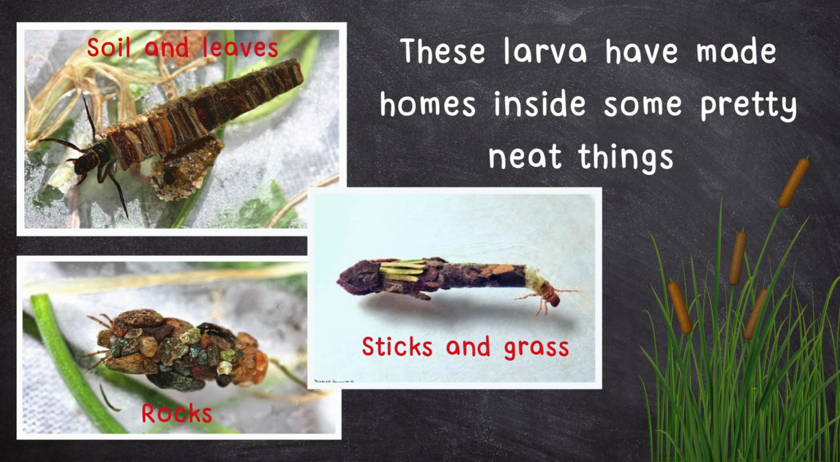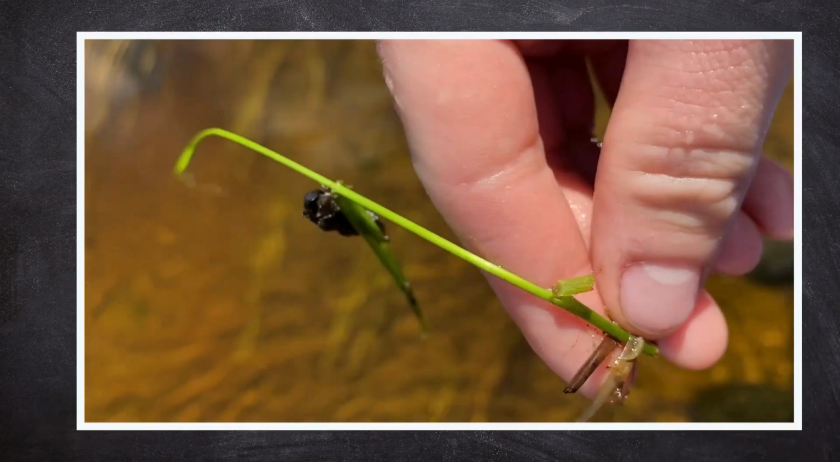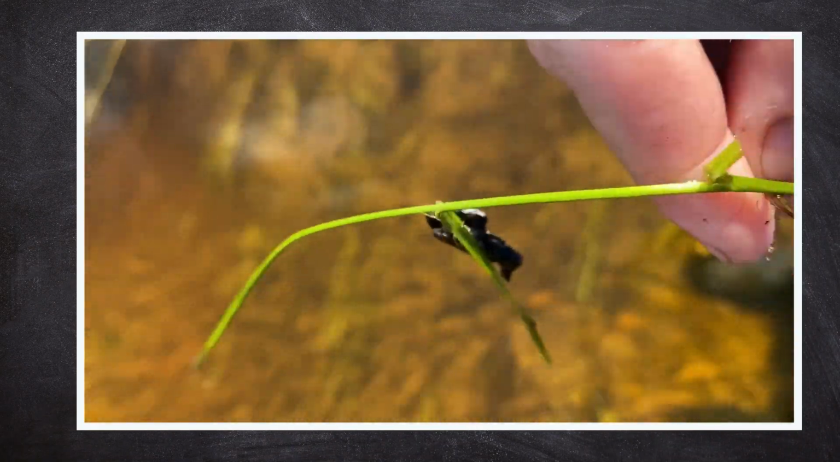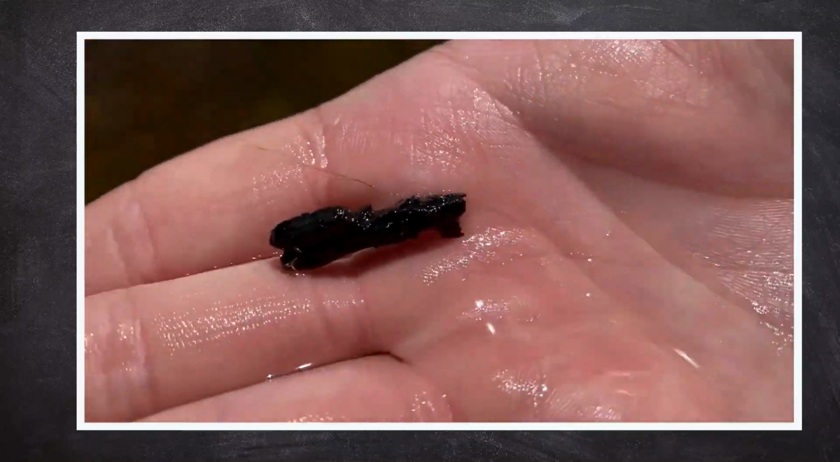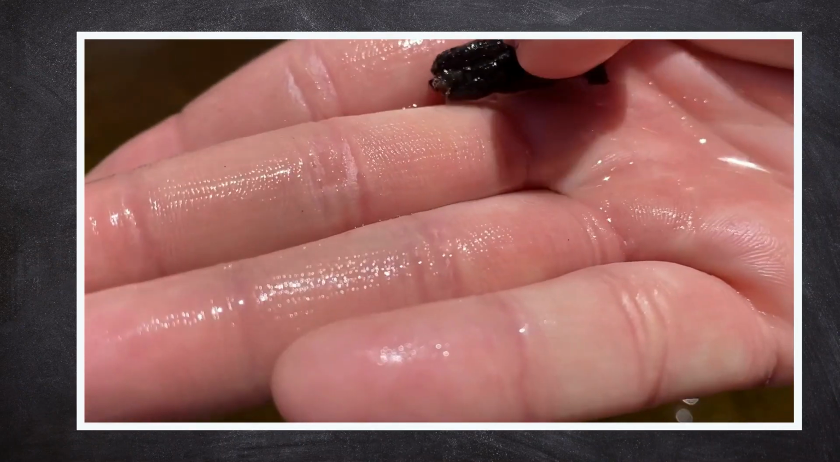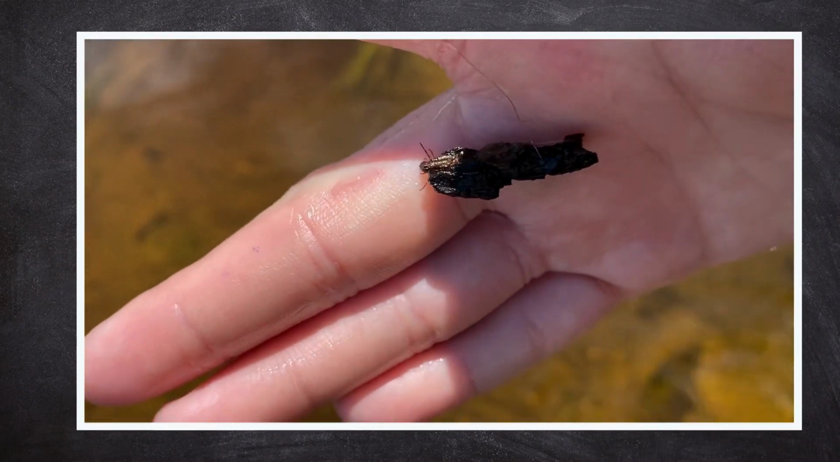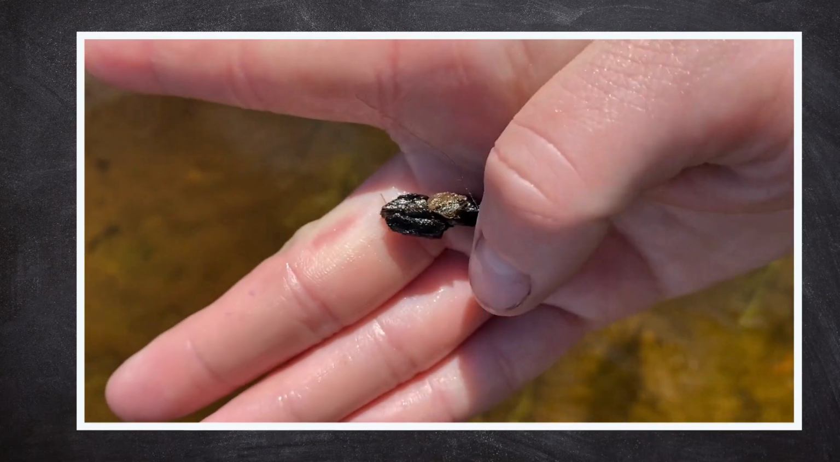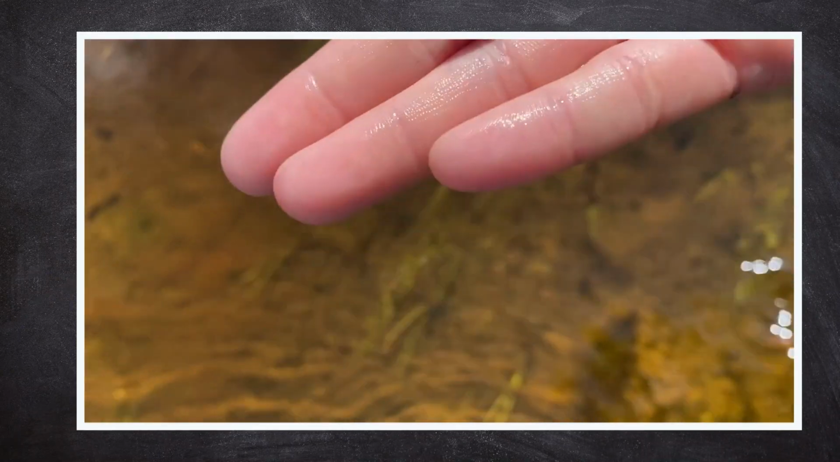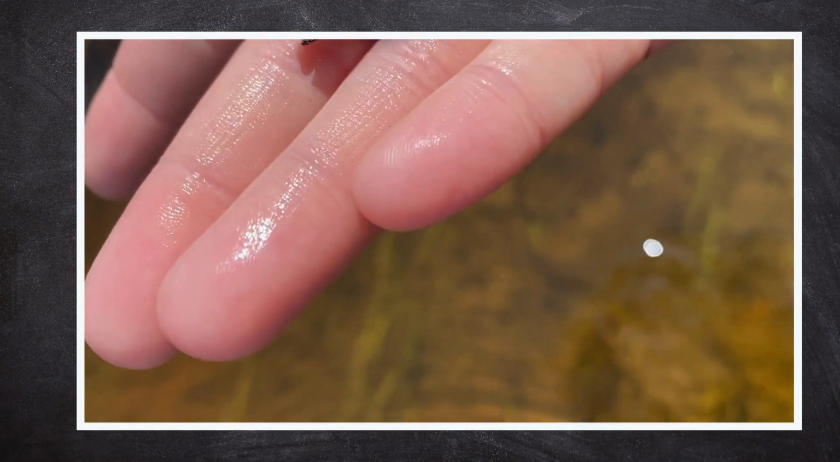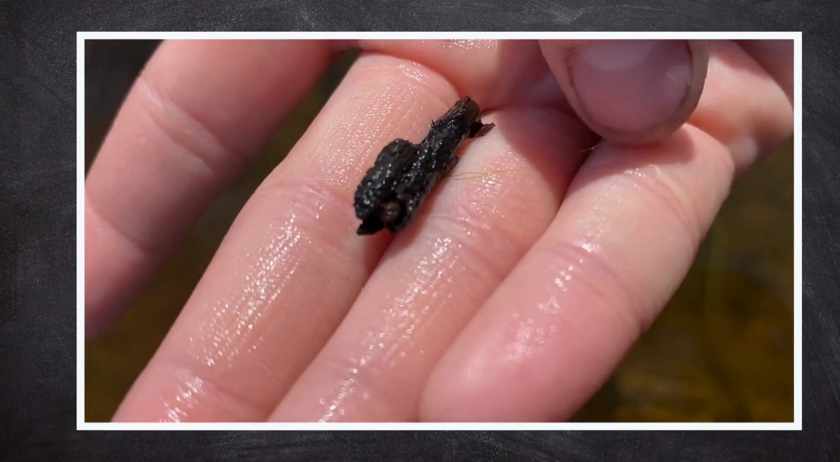They're so cool. When I picked up the caddisfly larva, you can see he's made a home in a little piece of driftwood. He keeps sticking his hands and his head out. What a cool little creature.